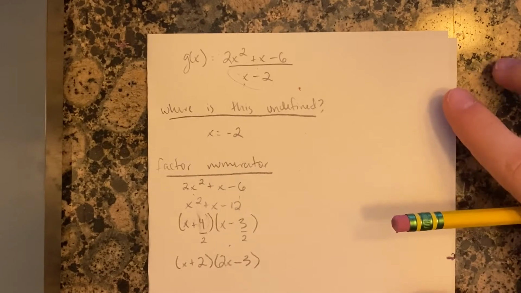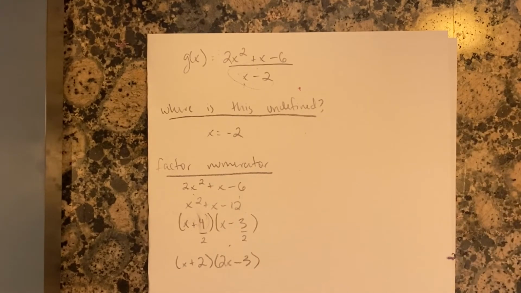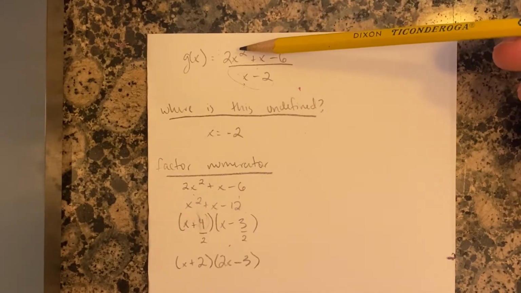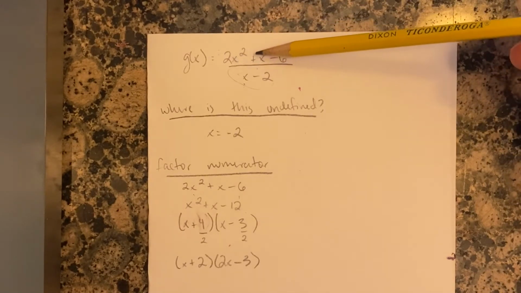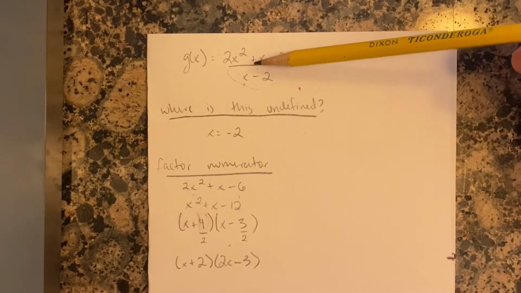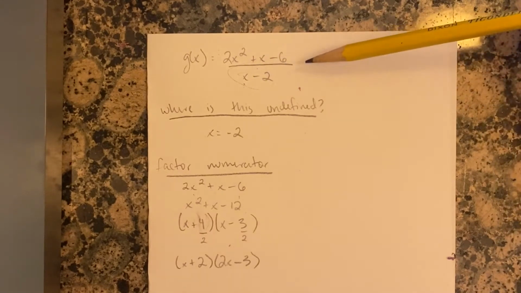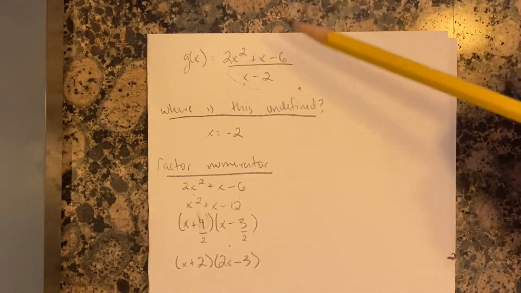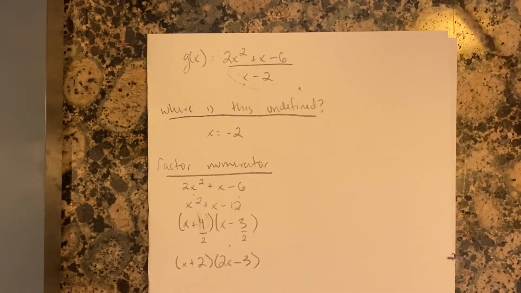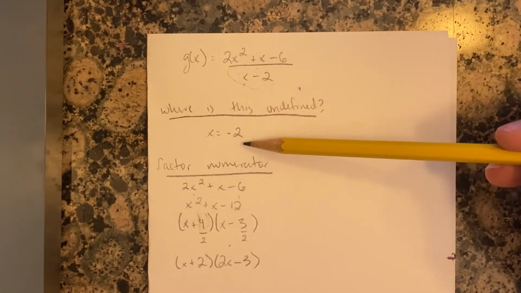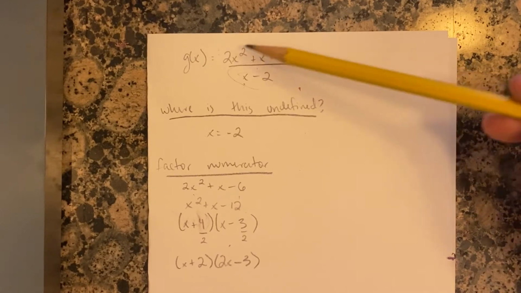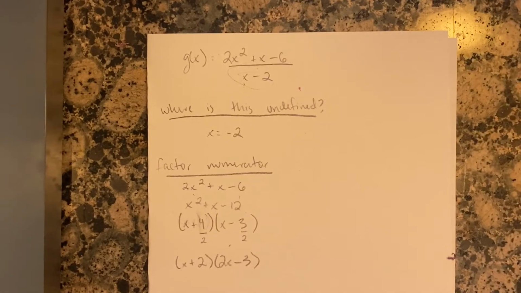Here we have a really good example of trying to solve continuity using algebra. And our question here is whether or not g of x equals 2x squared plus x minus 6 all over x minus 2 is continuous. So the first thing we must do is see if this function is undefined anywhere. And we see that when x is equal to negative 2, which will turn the entire function into something over 0, that will turn it into an undefined function.